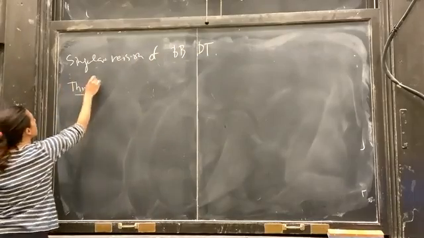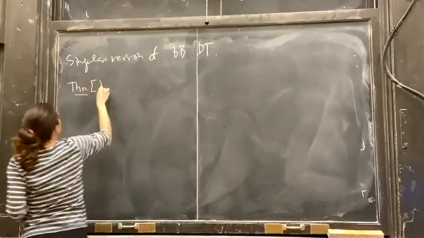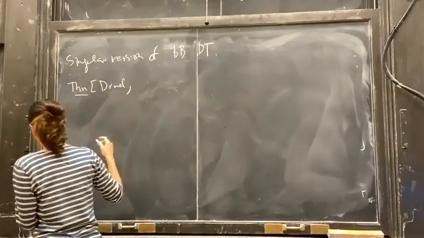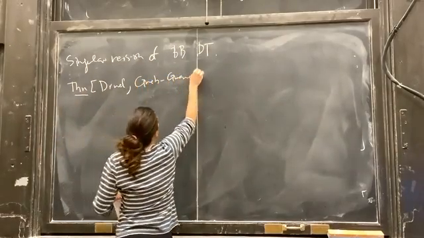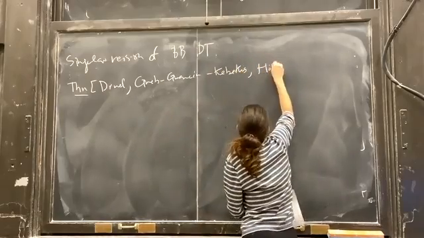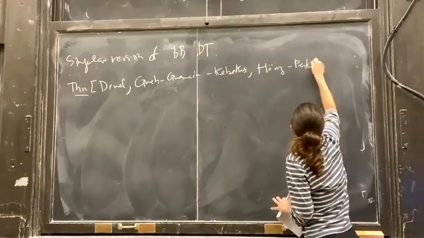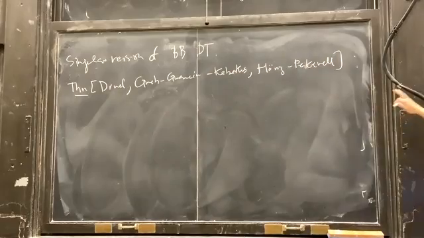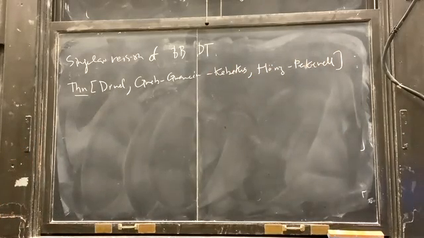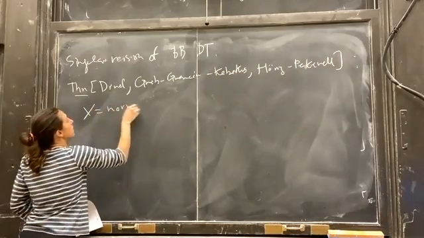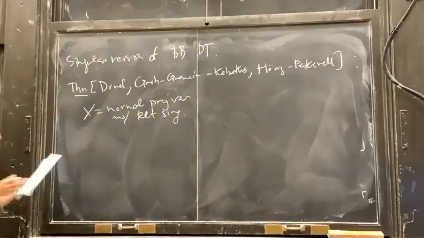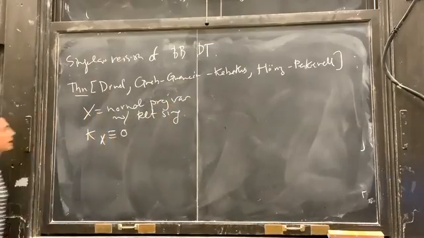This is the culmination of the work of many, many people. I hope I've written all the right names. So Druel, Greb-Guenancia-Kebekus, and Höring-Peternell. And there's also a Kahler version of this, but I'm just going to state it for the projective case. The Kahler version is by Bakker-Guenancia-Lehn. So X is a normal projective variety with KLT singularities and numerically trivial canonical class.